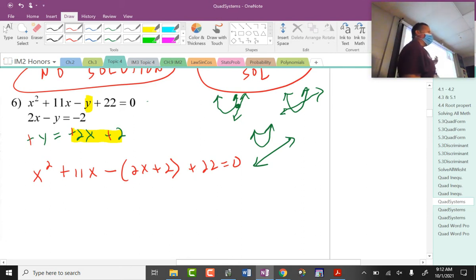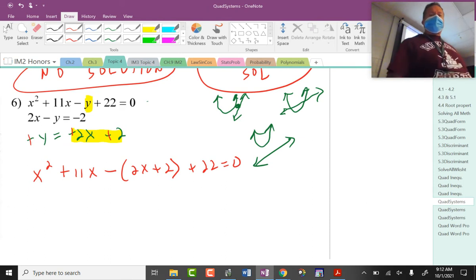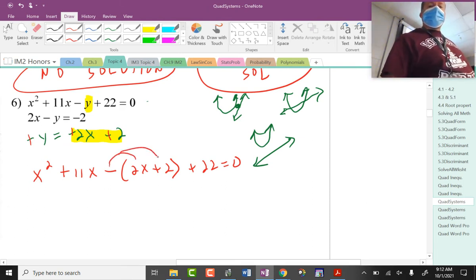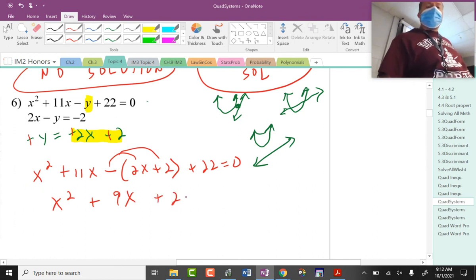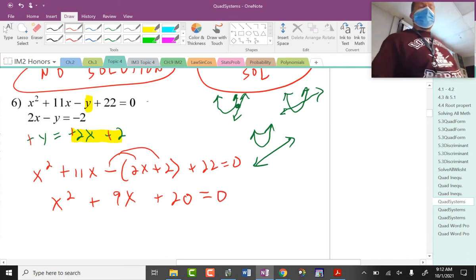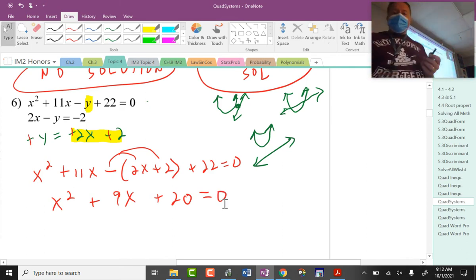I think last hour I did elimination. I really think I did. We ended up in the same spot here, though. When I distribute this, this is minus 2x. So 11x minus 2x is 9x. And then negative 2 plus 22 is 20. Exactly the same spot we got to with elimination last hour.